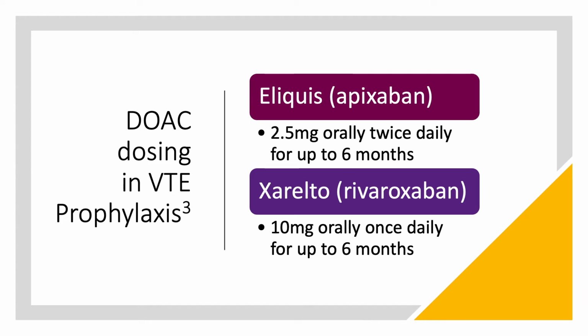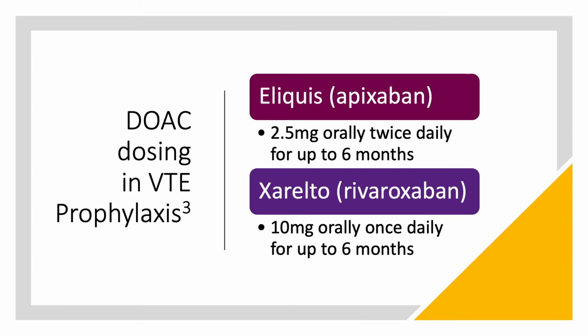So now the DOACs that are used in VTE prophylaxis are Eliquis, which is apixaban, or Xarelto, rivaroxaban. Eliquis is 2.5 milligrams by mouth twice daily for up to 6 months, whereas the Xarelto, rivaroxaban, is 10 milligrams by mouth once daily for up to 6 months. It is important to note that rivaroxaban is once daily dosing, whereas apixaban is twice daily. Xarelto might be more beneficial for patients with adherence issues who would do better with taking fewer tablets and only once a day.